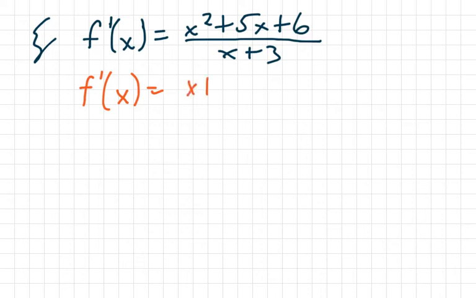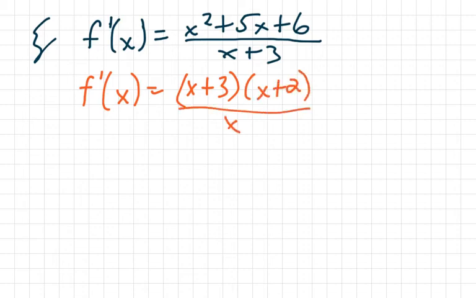So x plus 3, x plus 2 over x plus 3. And you'll notice that they cancel out. That's pretty obvious. And we get f prime of x equals x plus 2. Now it's just 2 distinct terms.